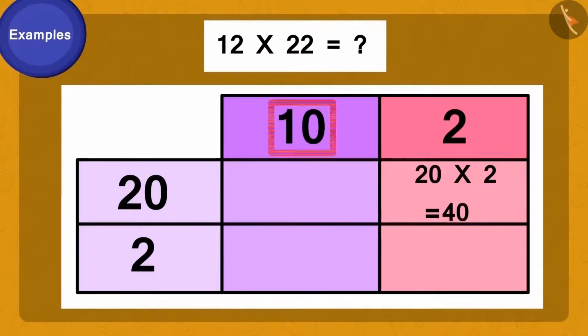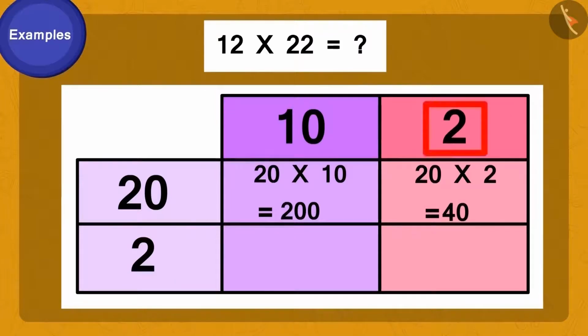Now we multiply 10 by 20. 20 times 10 is 200. We will write this answer here. Now we multiply 2 of 22 by 2 of 12. That's 2 times 2 is 4.